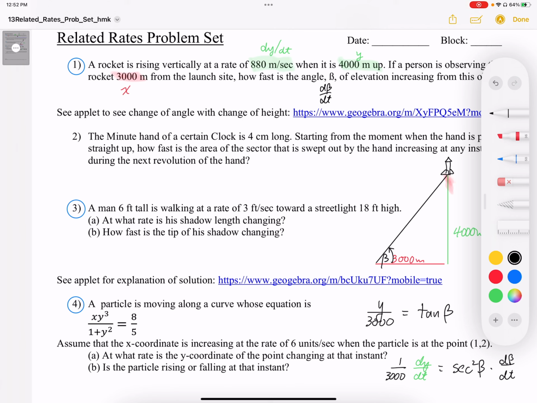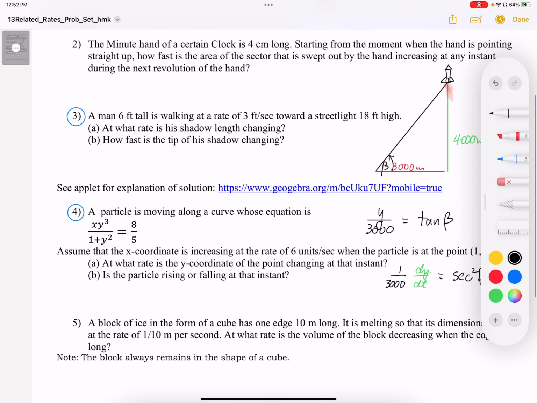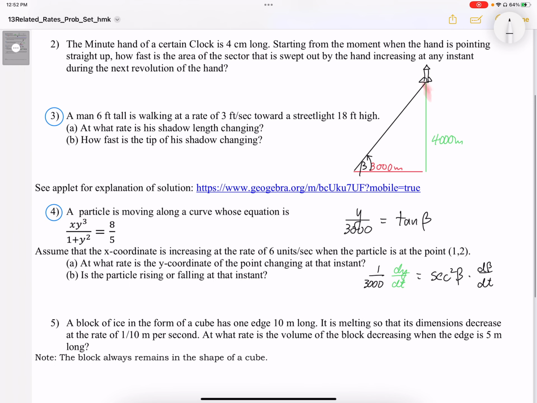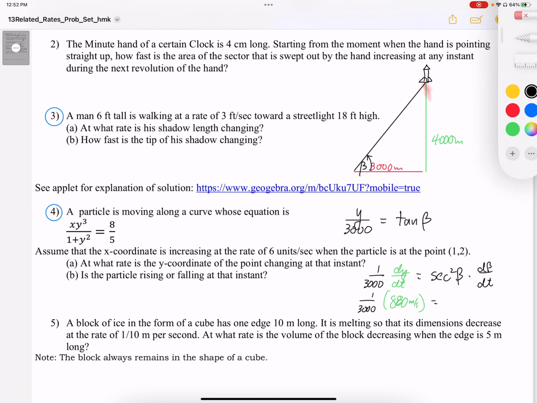I need to find d beta/dt, and I've been given the 880 meters per second, which is going to be my dy/dt. It's going to be 1 over 3,000 meters. I need to work out the secant of beta to be able to solve for d beta/dt.